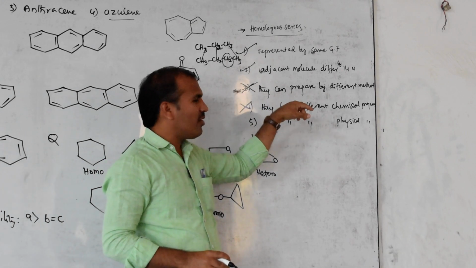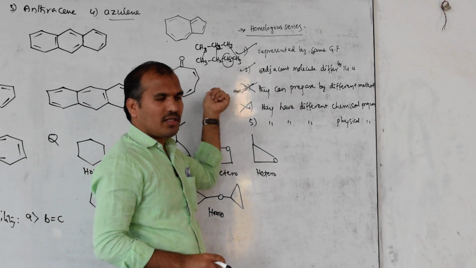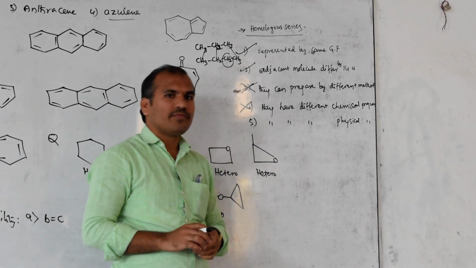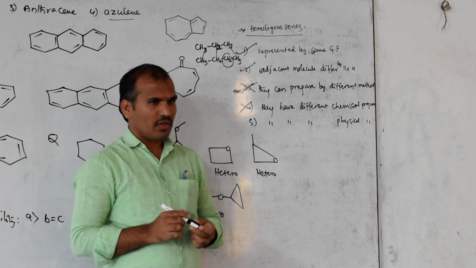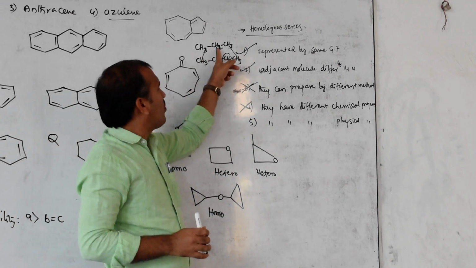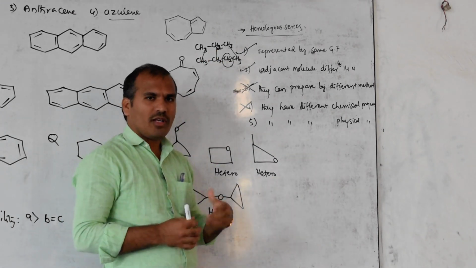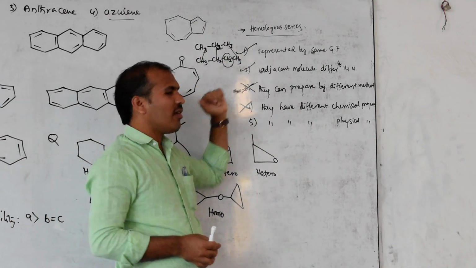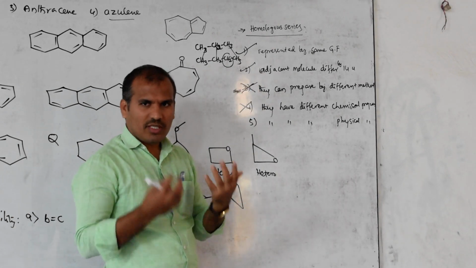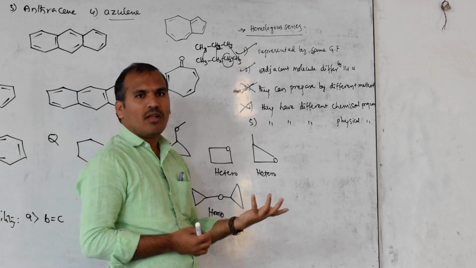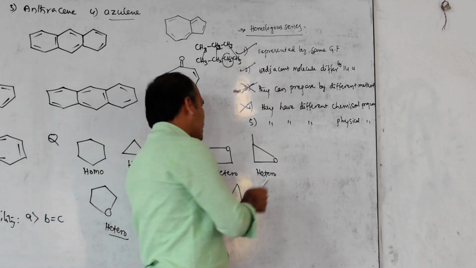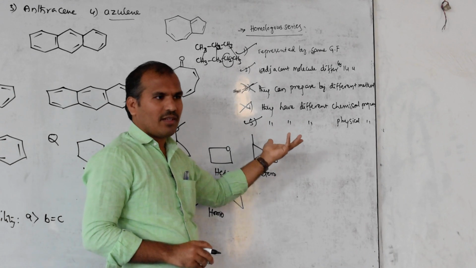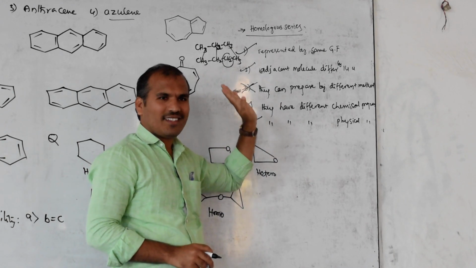Here, they can prepare by different methods? No, they can prepare by the same or similar method. Then here, they have different physical properties? Yes, because propane's molecular mass is different, butane's molecular mass is different, propane's boiling point is different, butane's boiling point is different, which we can see with our eyes; that is called a physical property. So I covered all points with the homologous question.